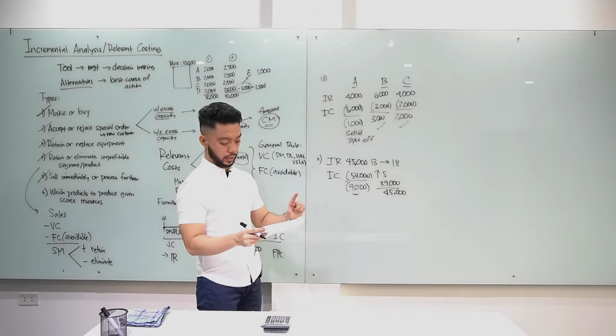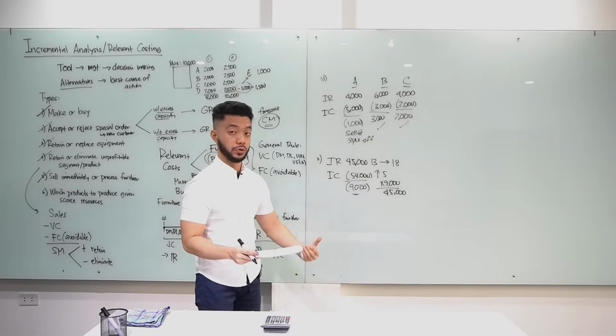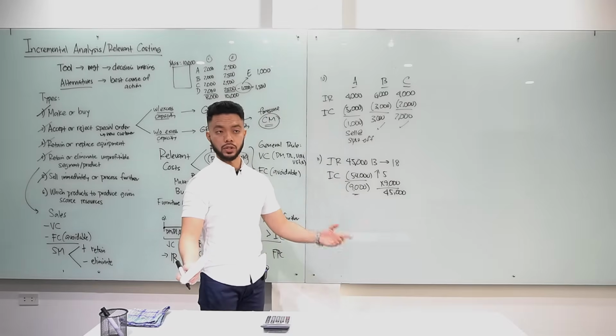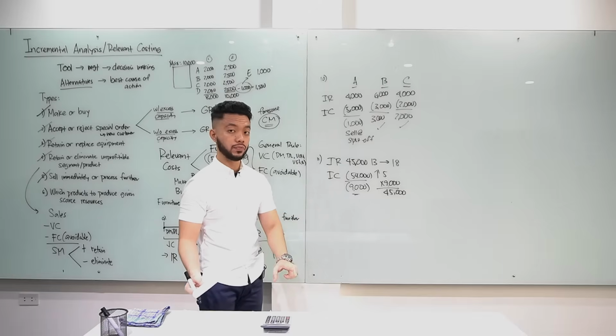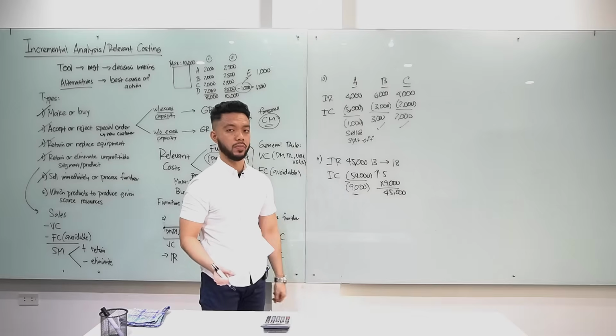Because, ang sabi dyan, okay, what would be the effect on the overall profit if i-process further mo siya? Bababa ng 9,000. Negative. So, dapat ano yung decision ni management dito? Sell immediately or process further? Sell immediately because pag nag-process further ka, bababa yung profit mo by 9,000.